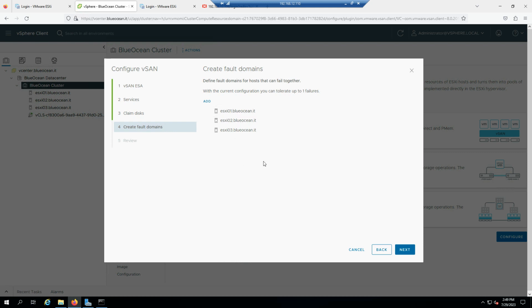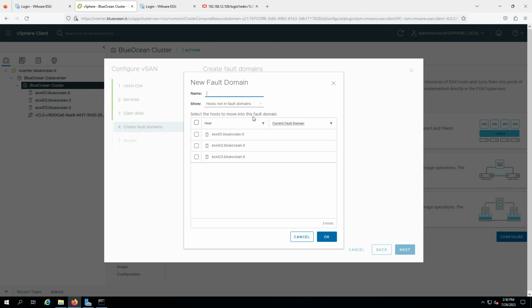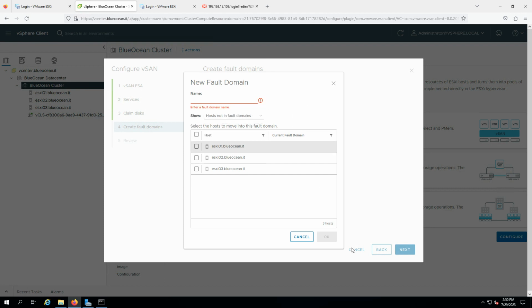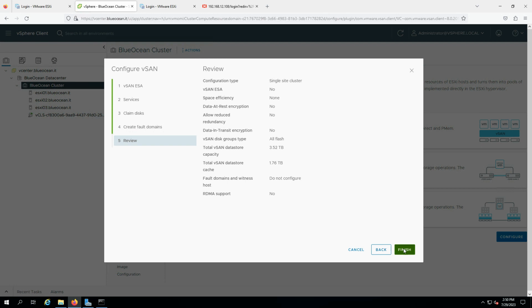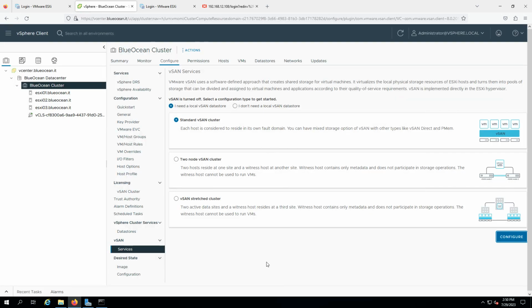But in our lab, we have only three hosts, so you can tolerate only one failure. But you can create many fault domains. This is something that you can keep in mind in your design: vSAN can tolerate rack failure, etc. It can tolerate site failure as well. Next, finish. So that's it.